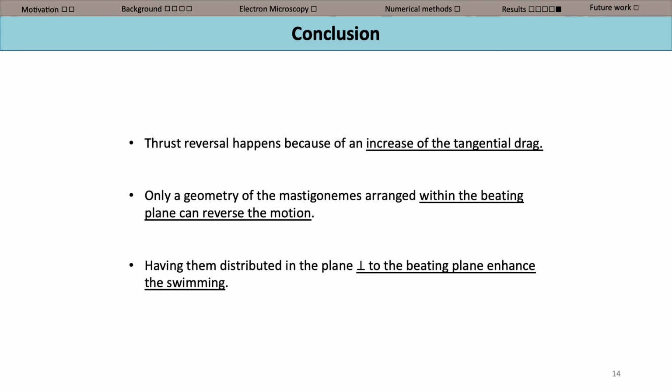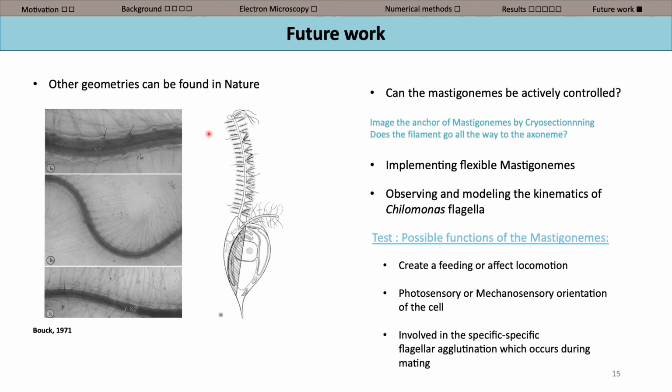In conclusion, we showed that the thrust reversal happens because of an increase of the tangential drag, and that only having the Mastigonemes resolved within the beating plane can reverse the motion. However, having them distributed in the plane perpendicular to this beating plane enhances the swimming of our Chilomonas. But other geometries can be found in nature. So here this is a golden algae with a very complex geometry of distribution of the Mastigonemes, and it would be interesting to study the hydrodynamics.